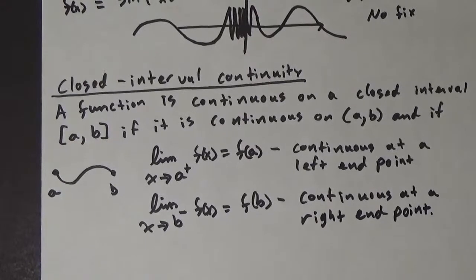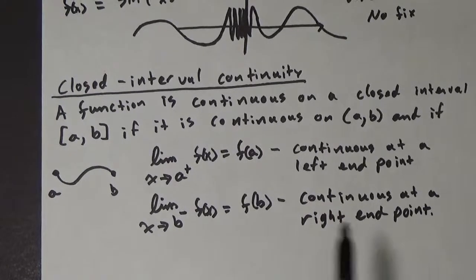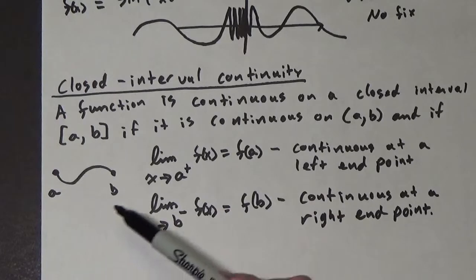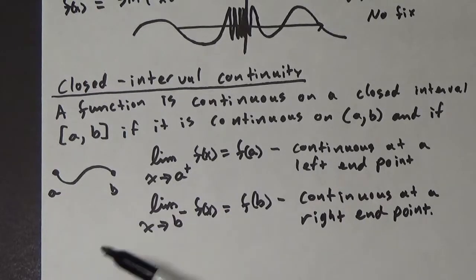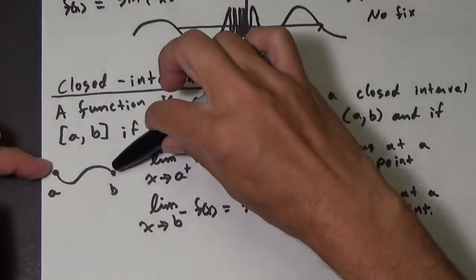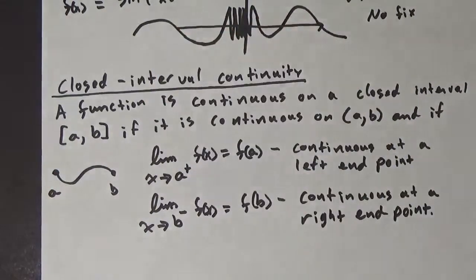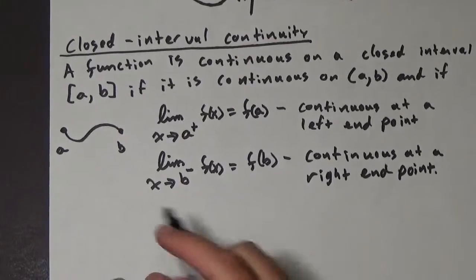So in order to be continuous on a closed interval, you have to have these left and right endpoint continuities, so that we can say that this is continuous on the closed interval. So let's look at a function that works for this.